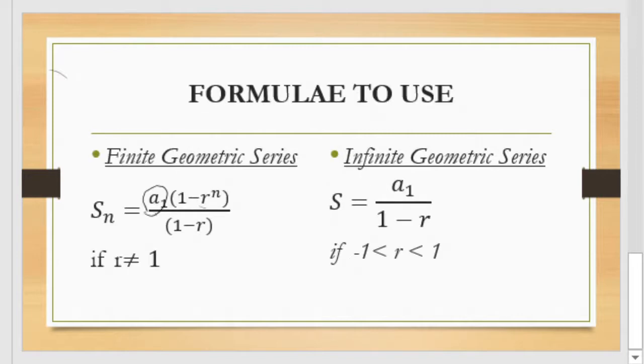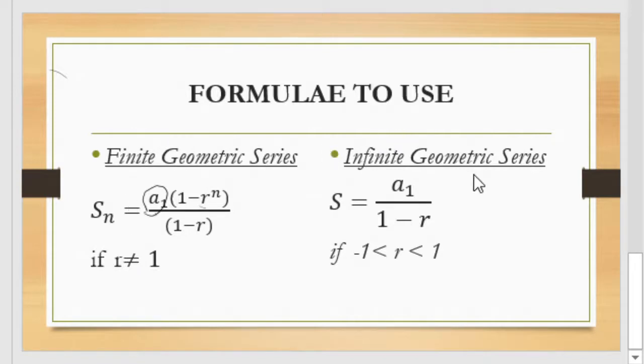Now, there are two formulae to remember if you want to find the sum of the terms of the given geometric sequence. First is for finite geometric series. Finite, meaning there's an end to this sequence, no? And we're going to use this formula. S sub n equals a sub 1 times quantity 1 minus r to the exponent of n all over 1 minus r. And we can only use this formula if and only if your common ratio r is not equal to 1. Kinahanglan dili equal to 1 ang imong ratio ani.